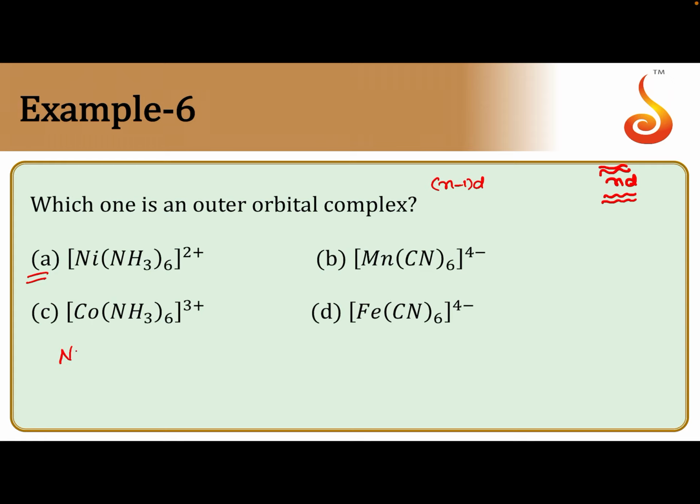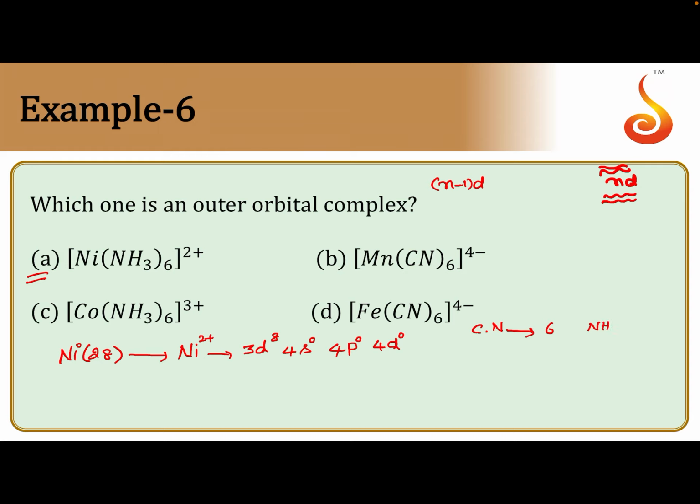Nickel. The atomic number of nickel is 28. Nickel is in the +2 oxidation state, Ni2+. So the electronic configuration of Ni2+ is 3d8, 4s0, 4p0 and 4d0. The coordination number of Ni2+ is 6.